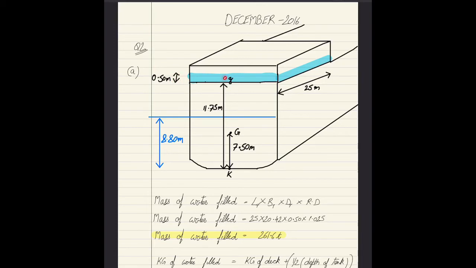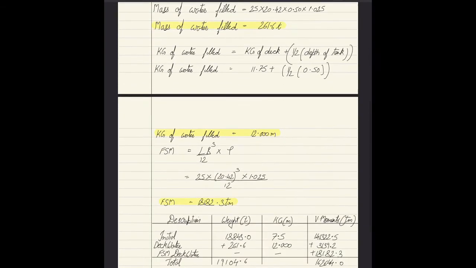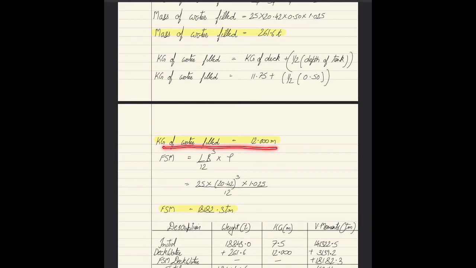So the distance from the keel to small g would be the KG of the deck plus half the height of water which has been filled up inside the tank, which is KG of the deck plus half the depth of tank. So KG of deck was 11.75 meters, which was given in the question, and half the depth of the tank is half of 0.50 meters. So KG of water filled is 12 meters.